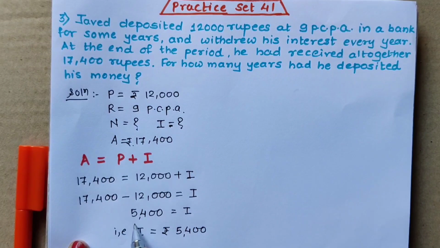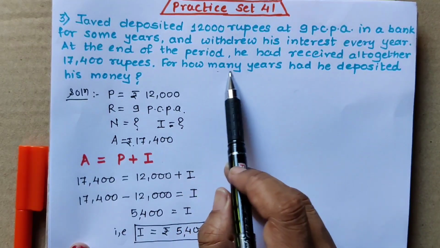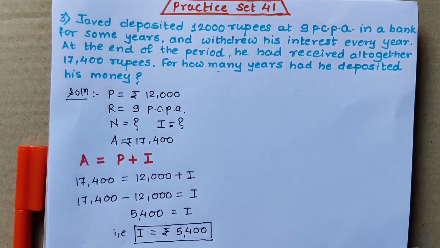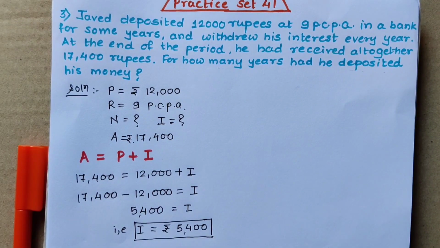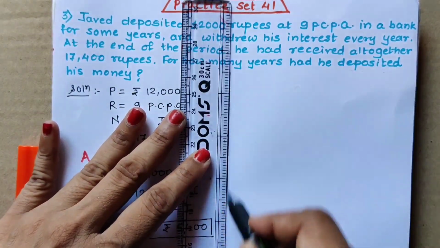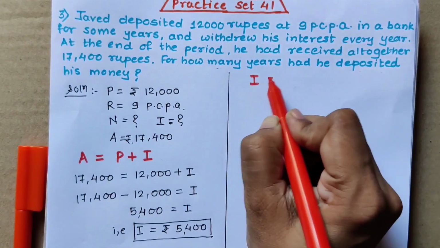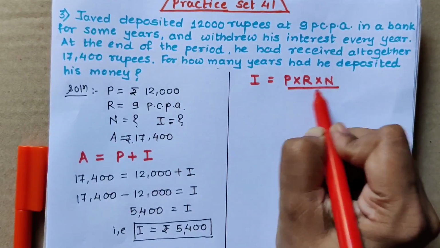So as we have got I, we can get the number of years. We have to find out for how many years he had deposited his money. So number of years we have to find out. I value just now we have got. Now for finding the number of years, we will be using our simple interest formula. The simple interest formula is I is equal to P into R into N upon 100.